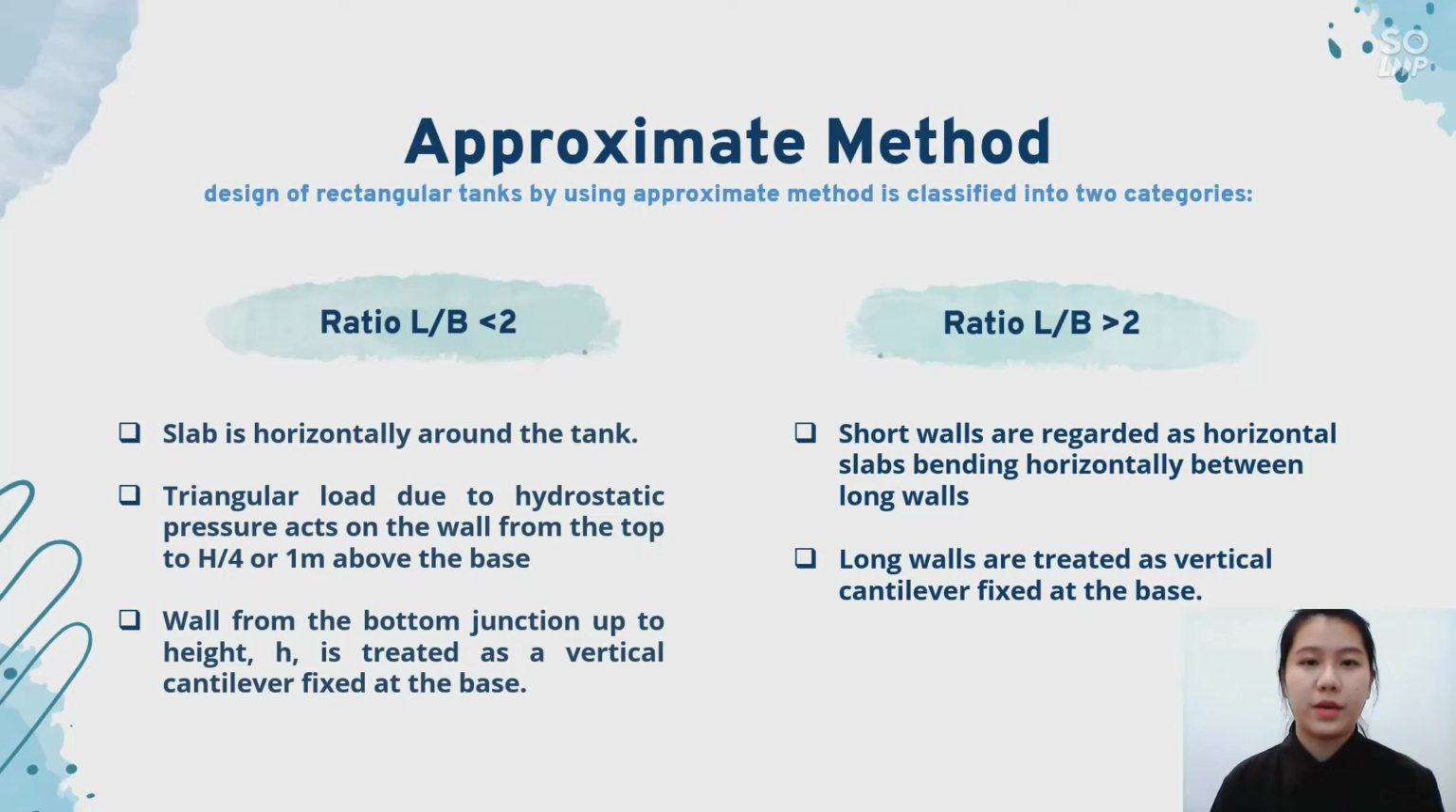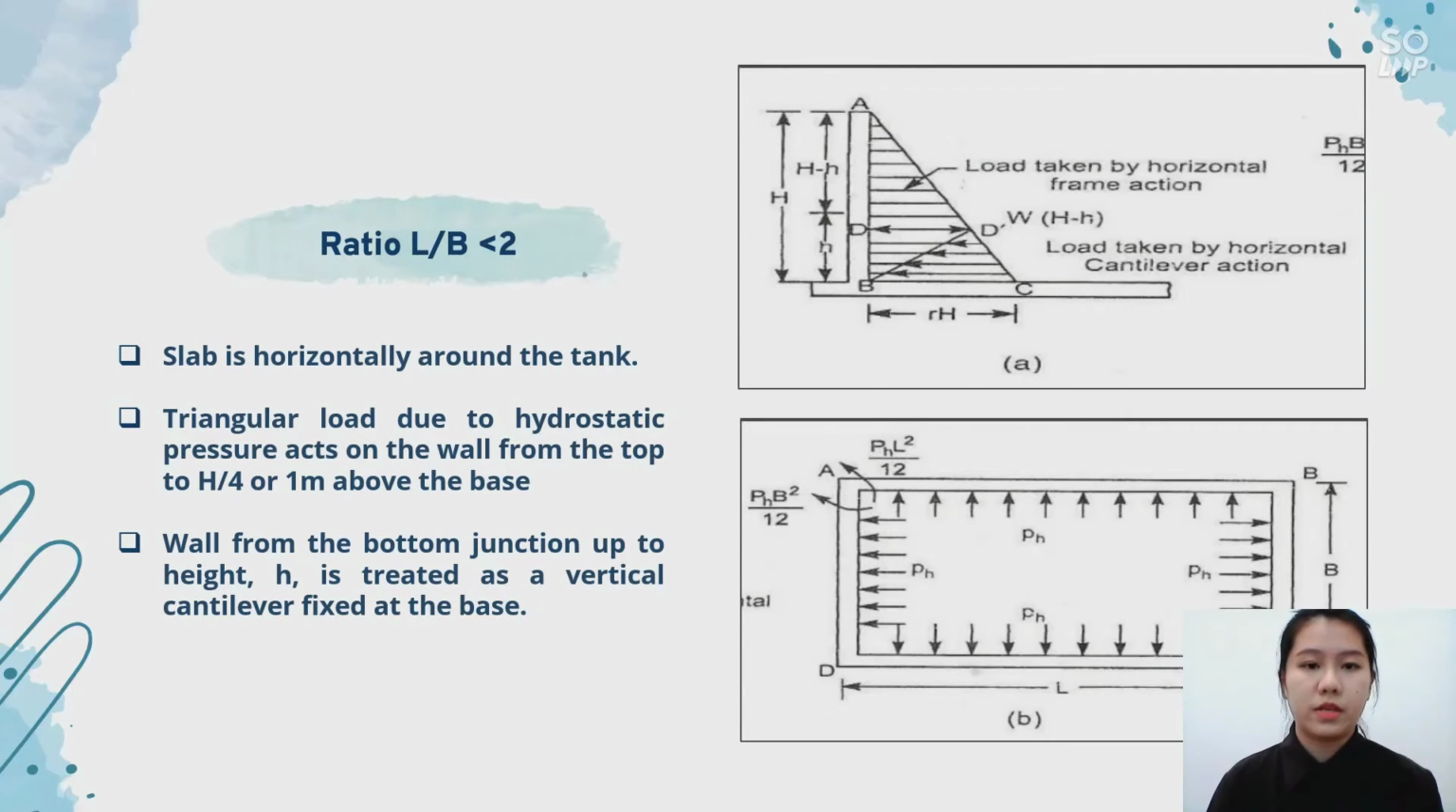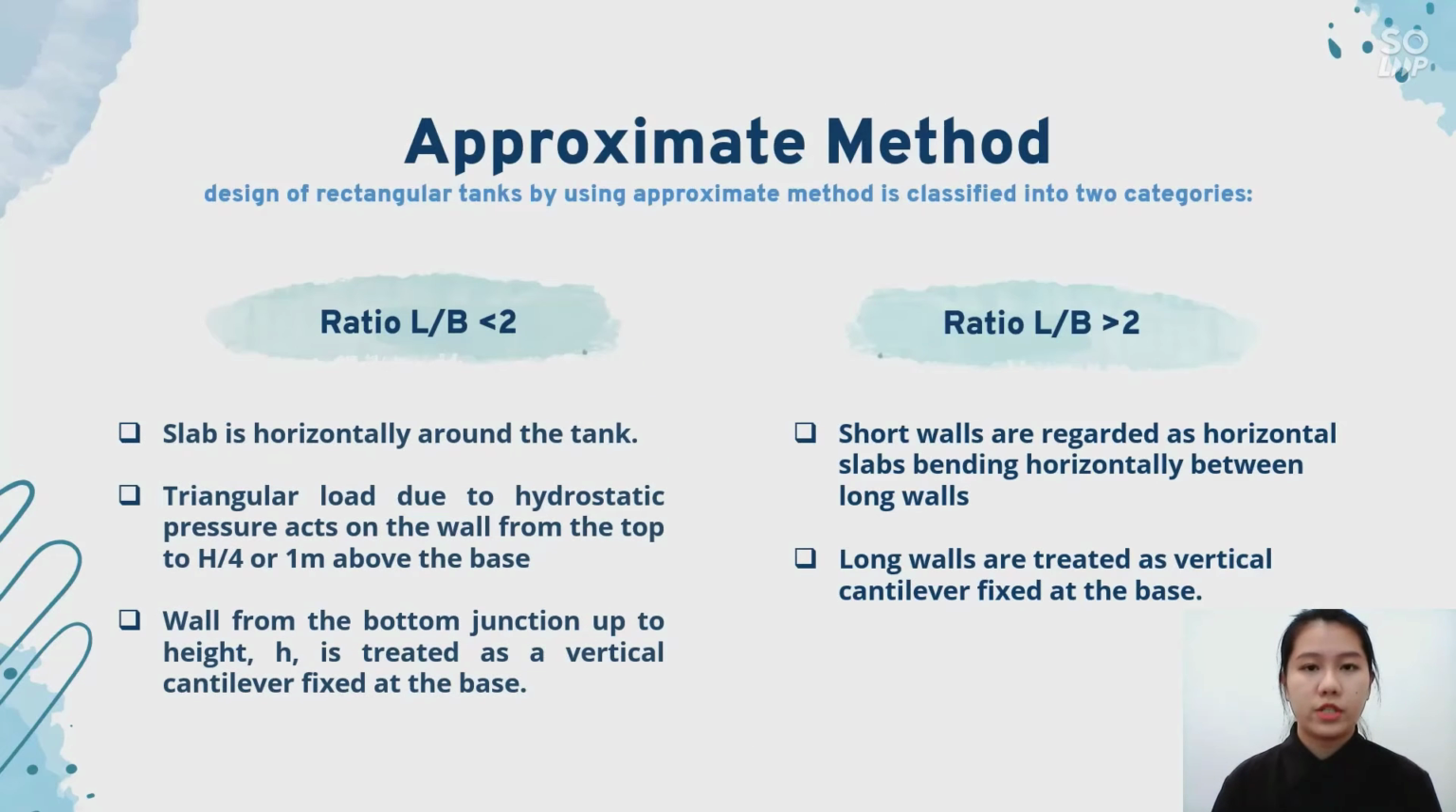Design of rectangular tank by using approximate method is classified into two categories. First is ratio length over breadth less than 2 and ratio length over breadth more than 2. Ratio L over B less than 2, slab bending horizontally around the tank. Triangle load due to hydrostatic pressure acts on the wall from the top to h/4 or 1 meter above the base. Wall from the bottom junction up to height h is treated as a vertical cantilever fixed at the base. Ratio L over B more than 2, the short walls are regarded as horizontal slabs bending horizontally between long walls. Long walls are treated as vertical cantilevers fixed at the base.